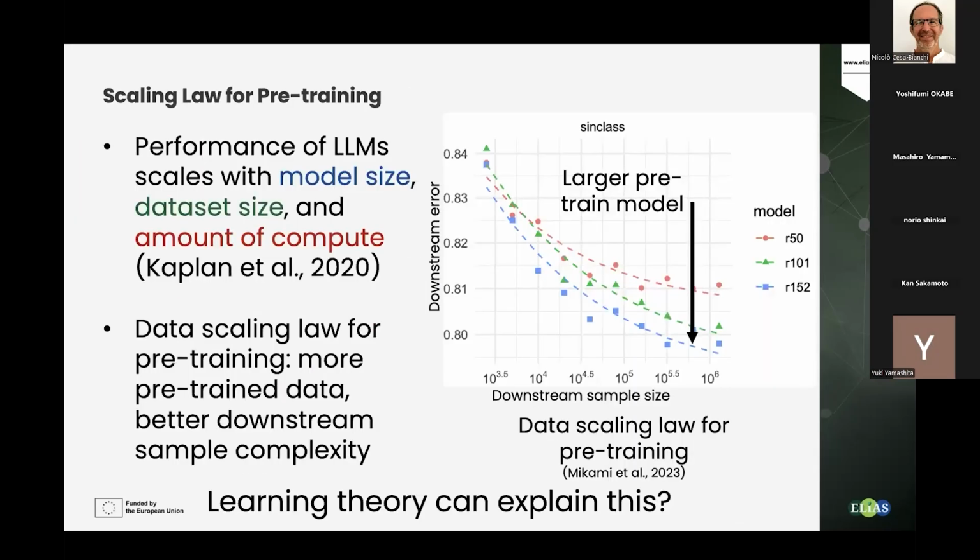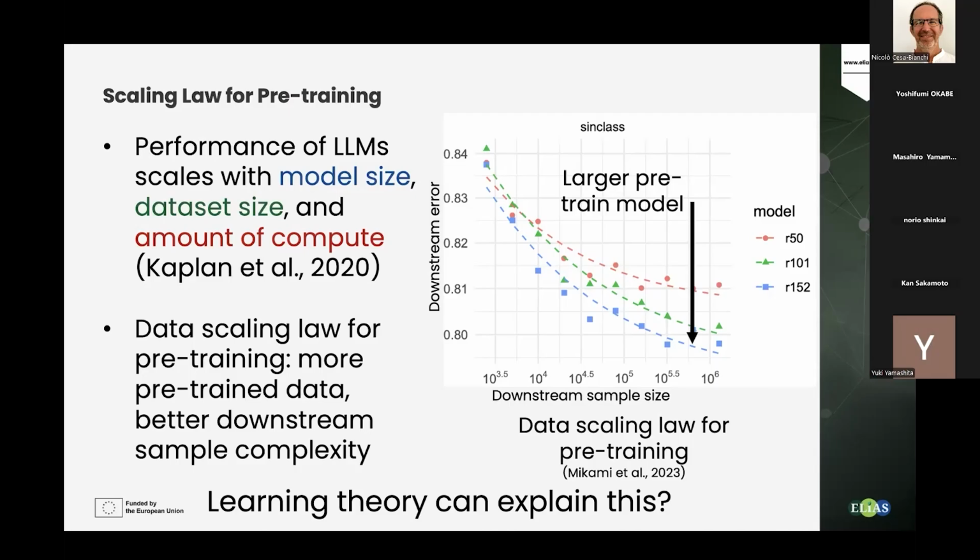So based on that, what we think about is a scaling law for the pre-training. Scaling law was originally initiated by Kaplan et al. That says the performance of the large language model scales with several amounts, like model size, data size, and the amount of computation.